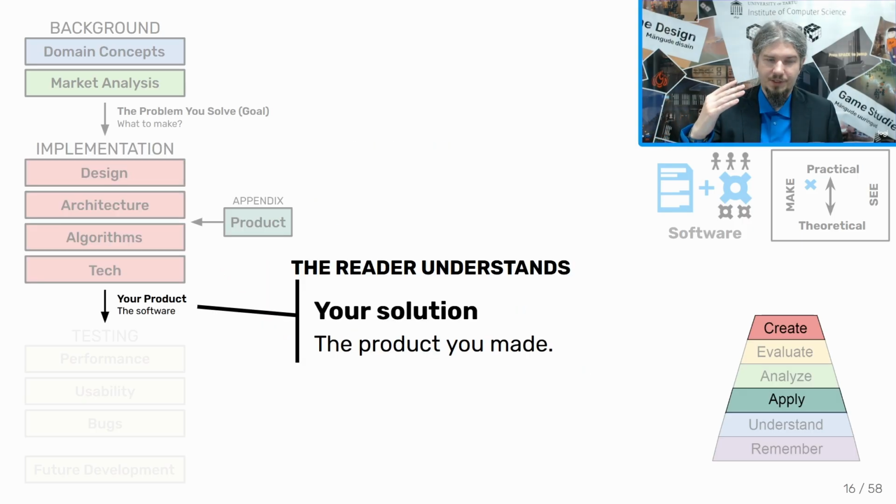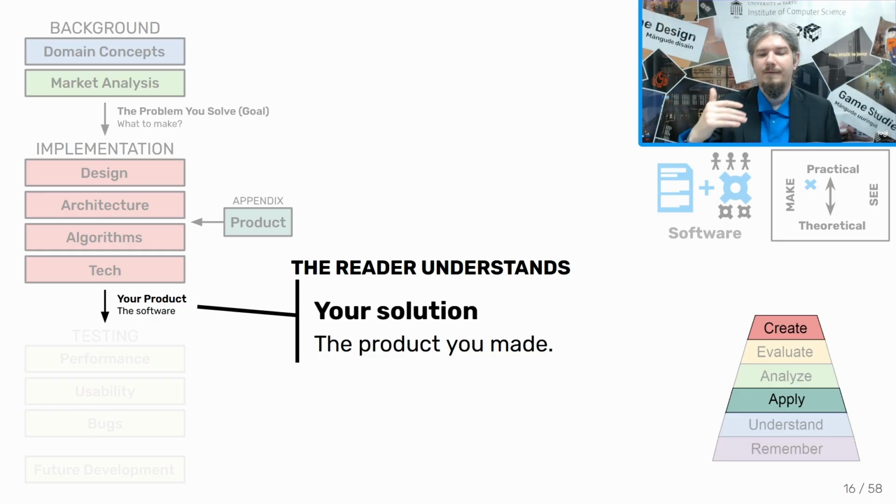From that part of your thesis, the reader should now understand what is your product? What is the software you made? What was the design? How did you implement it? What challenges you faced? So basically they now know about your product. You can include screenshots. You can refer to the actual software in the accompanying files. You can refer to some videos that you made of your software. But basically the reader now understands what is your solution to the problem you proposed in the first half.